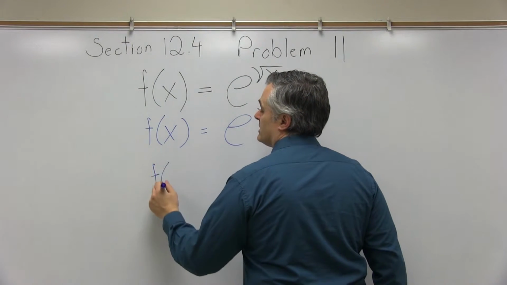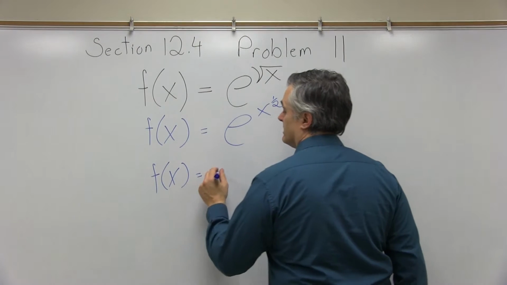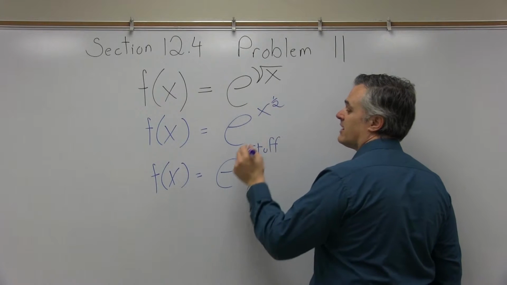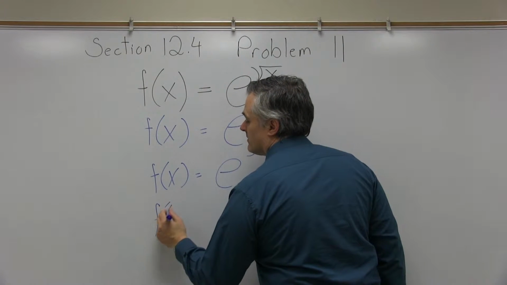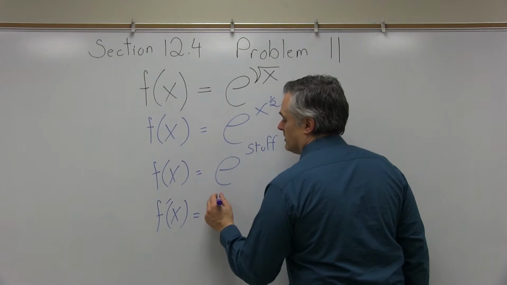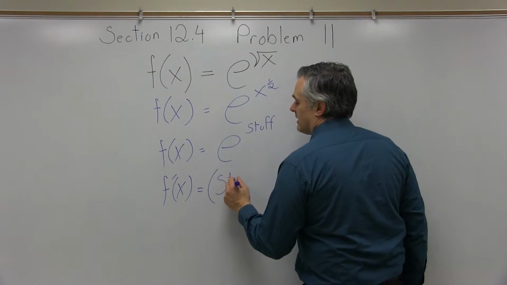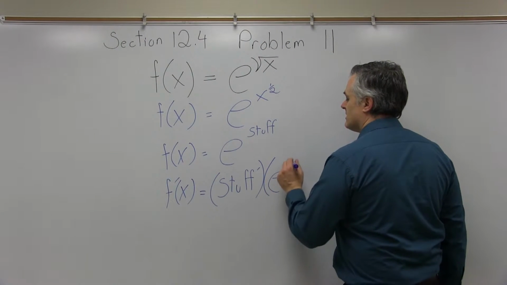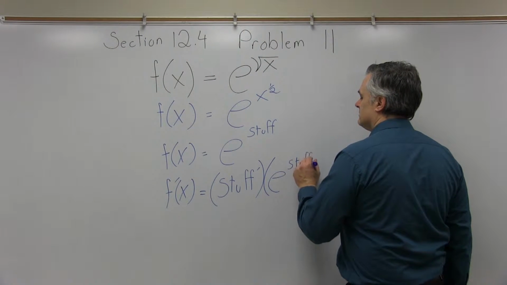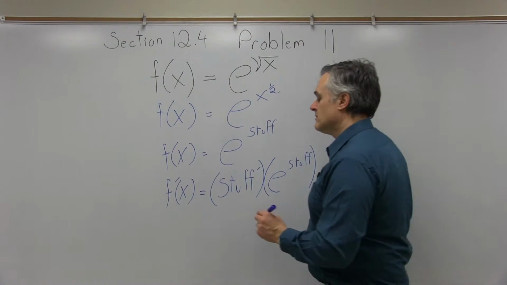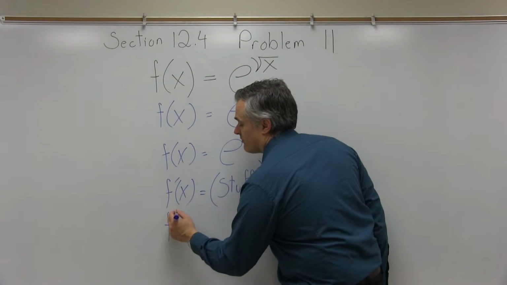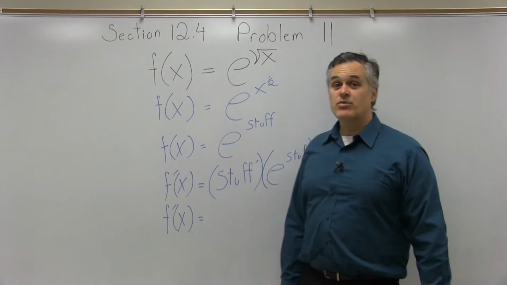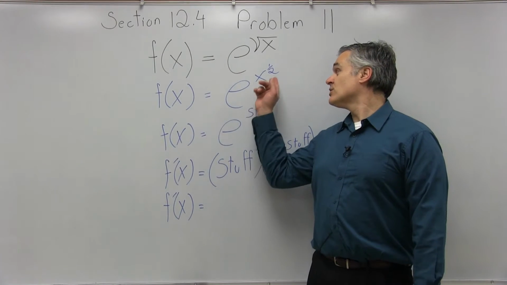So my function is an exponential function. It is f of x equals e to some stuff. The stuff this time is x to the 1/2. So the derivative will be f prime of x equals stuff prime times e to the stuff. So let's fill that in. F prime of x equals, so stuff prime, the stuff is x to the 1/2 power.